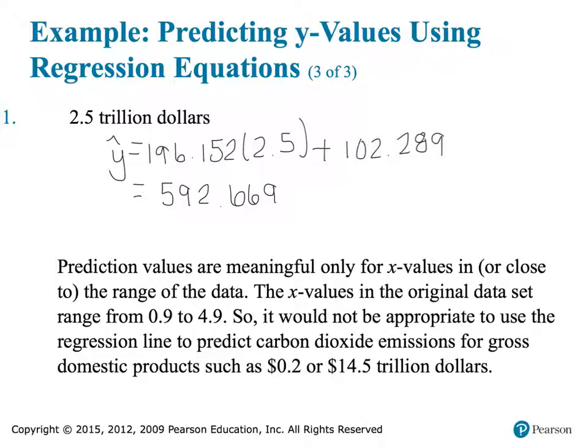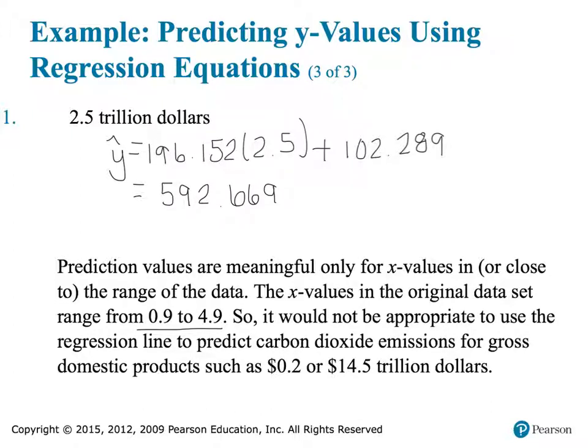Our gross domestic products in our original data set ranged from 0.9 to 4.9. So we want to use this model only to predict values for Y, for X's that are between 0.9 and 4.9. What we're doing is called interpolating. We don't want to substitute a number like 6 in for X because 6 does not lie within the range of GDP values that were in our data. And so that's called extrapolating.